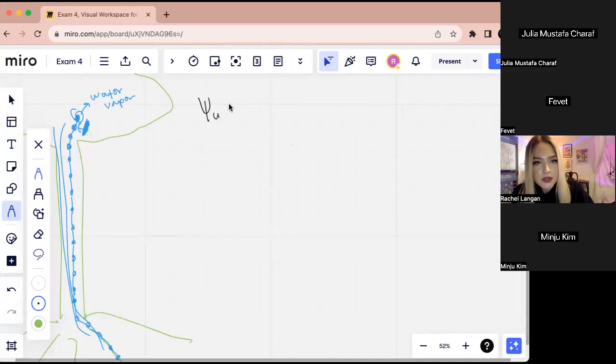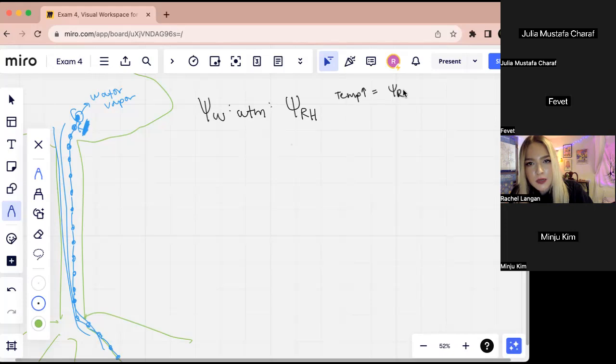So the water potential of the air or the atmosphere is just determined by the relative humidity potential. And basically you want to think that as temperatures go up, then the relative humidity and the relative humidity potential goes down. So if that goes down, that's going to cause the water potential to also go down.